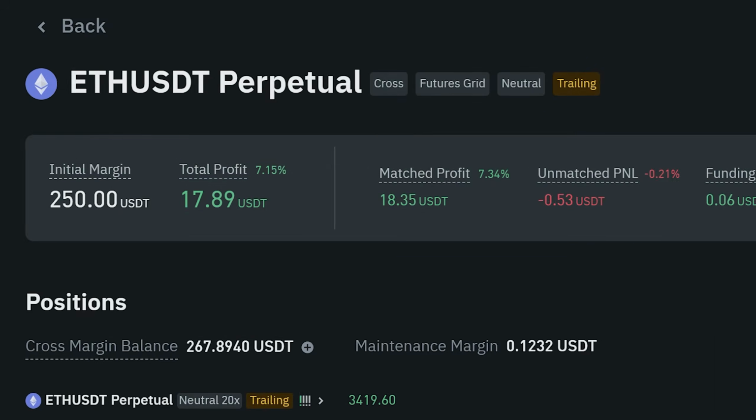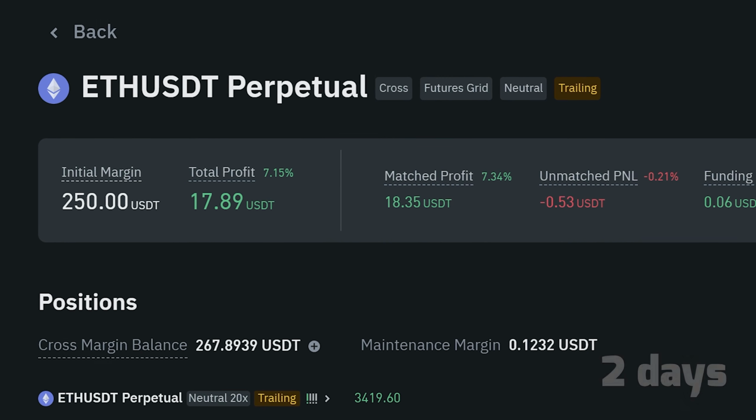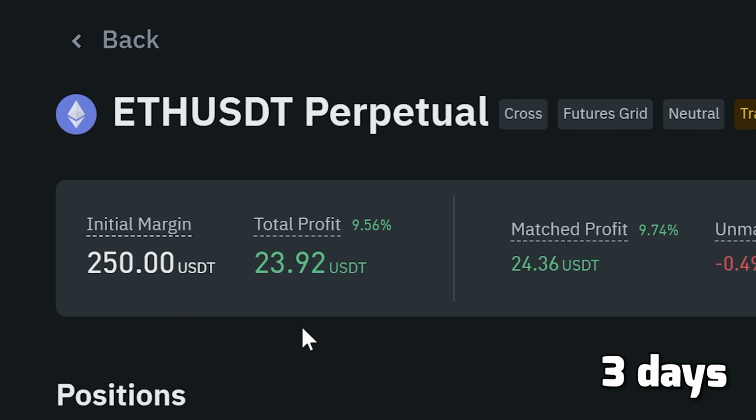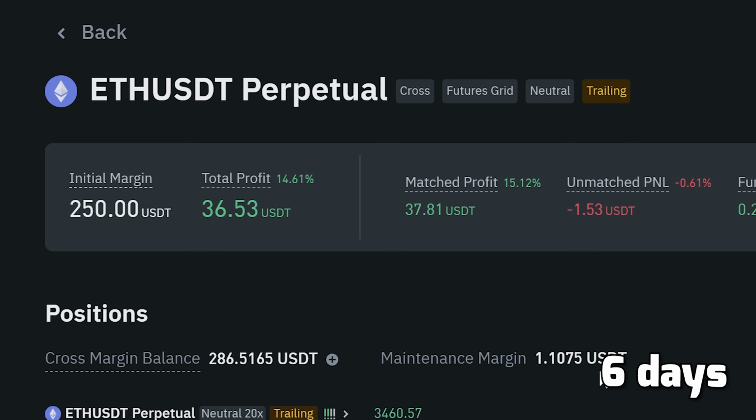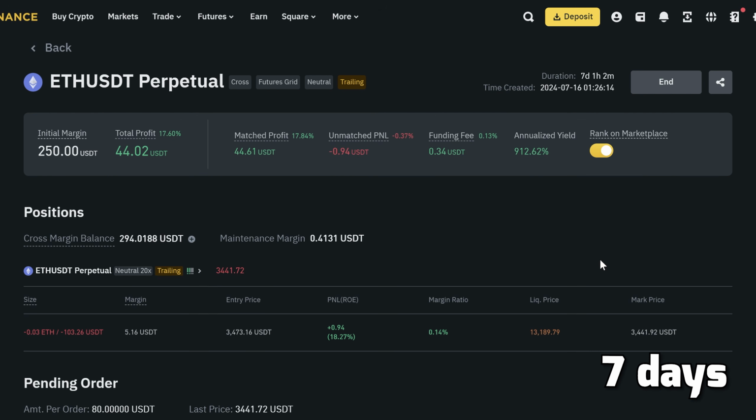The next day it's almost $18, 7% for 2 days. 3 days after it started I get 24 bucks. And the day after this the total profit is $25. It's more than 10%. Let's go to the 6th day, and the bot profit is $36. And now the grid bot has been working for 7 days.